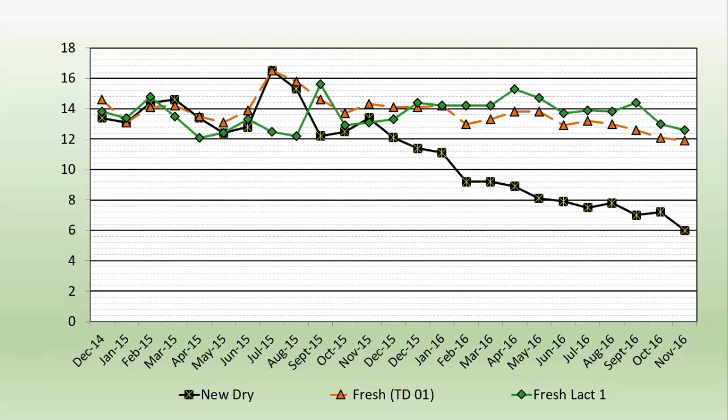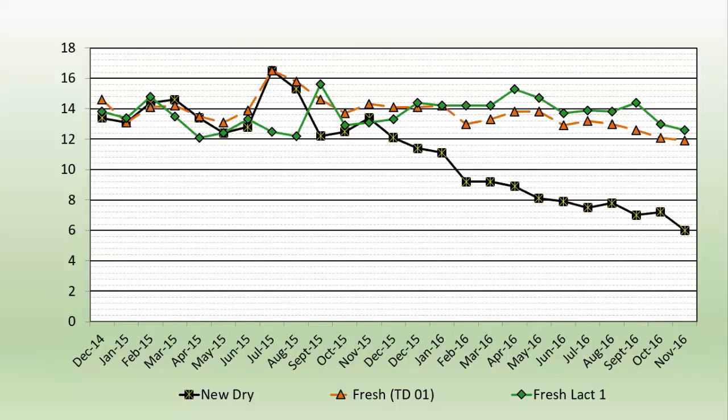Here's a herd where SCC (somatic cell counts) are being tracked monthly, and you're looking at the percent of cows on the vertical axis, or the left axis. What's important to look at are the red and green lines, the percent of cows that had a high SCC greater than 4 at calving over a period of a year, 2 years.